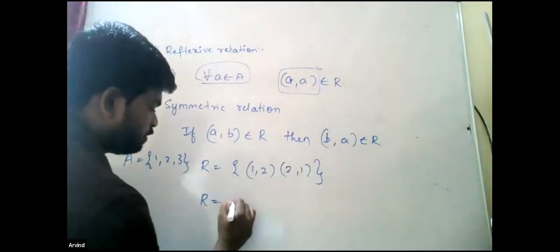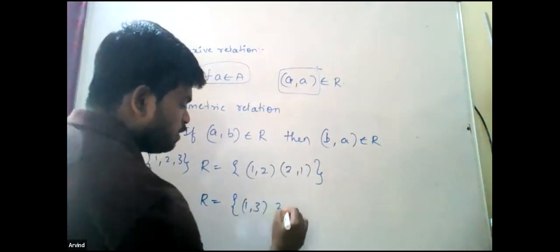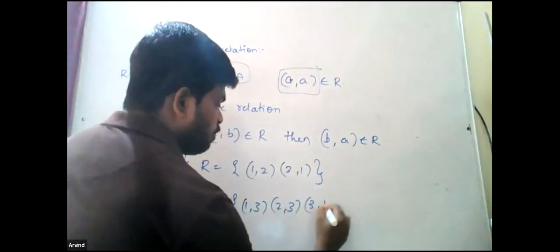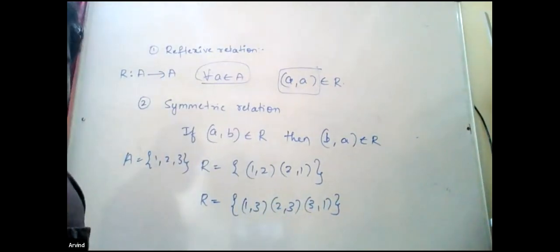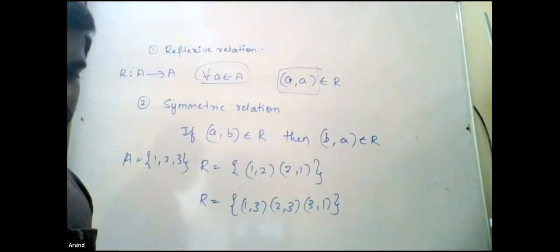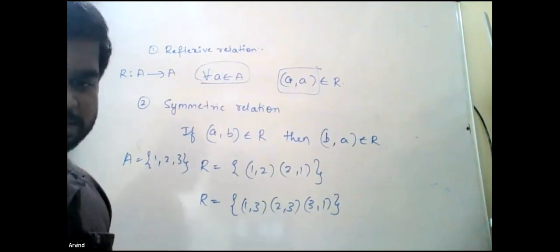I'll give you another example. {(1,3),(2,3),(3,1)}. Is this relation a symmetric relation?